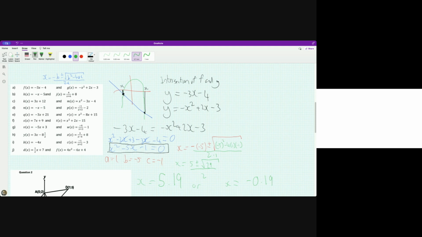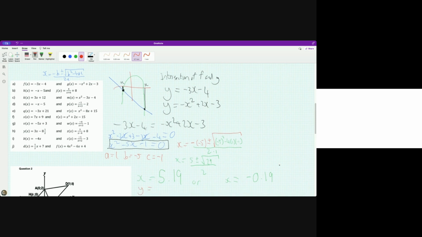Fantastic. And now, because this is a coordinate, I actually need the y coordinate that goes with these. But the good news is that's super easy, because all you do is take either of these equations. I would choose the simple one, and you just take the x value 5.19. So you go minus 3 times 5.19 minus 4, and that will give you the one value. And the other one would be minus 3 times minus 0.19 minus 4.